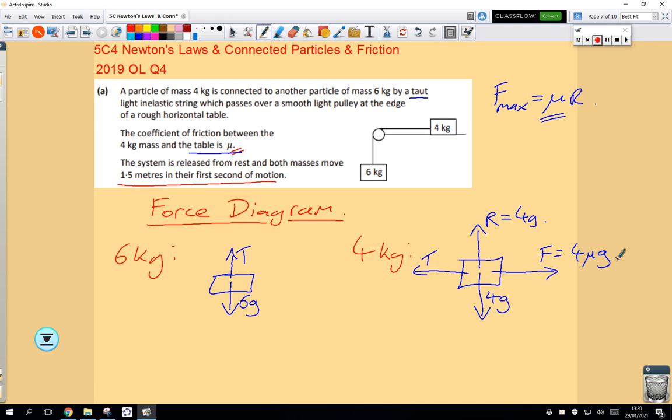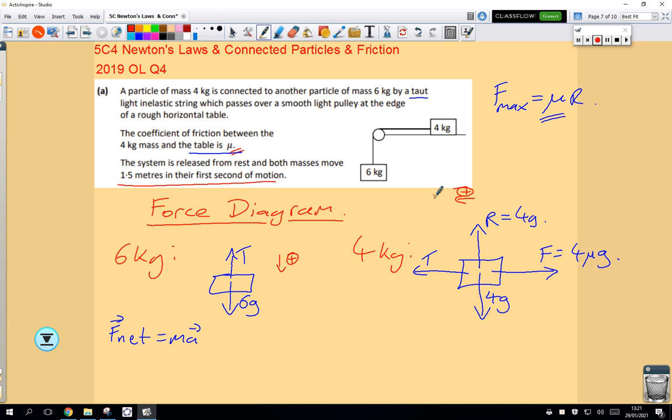Okay, I'm going to look at my force equations based on Newton's second law, F net equals ma. We know that. Before I do my equations, I'm going to think about the 6 kilogram particle. It's fairly obviously going to be moving downwards. The 4 kilogram particle, it's fairly obvious it's going to be moving to the left. So those are the directions I'm going to choose to be positive.